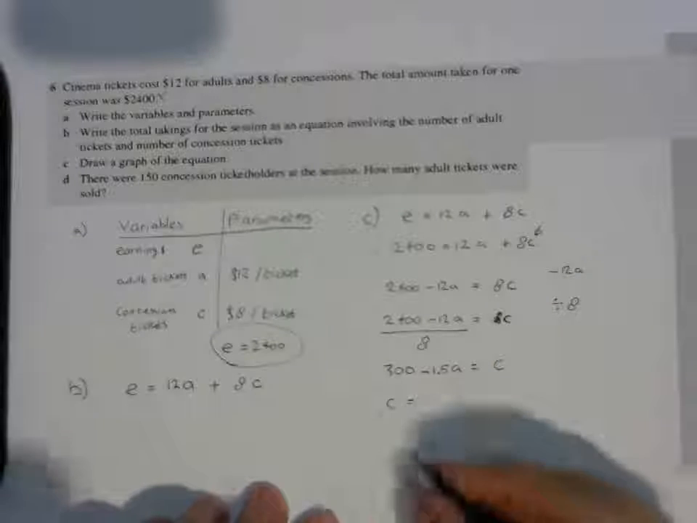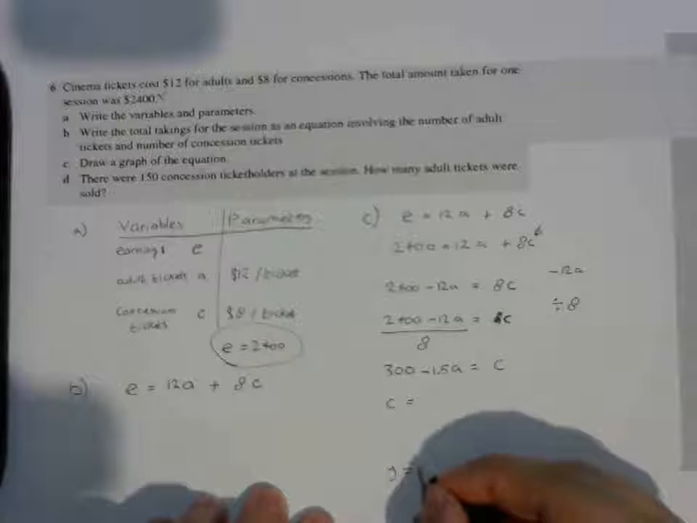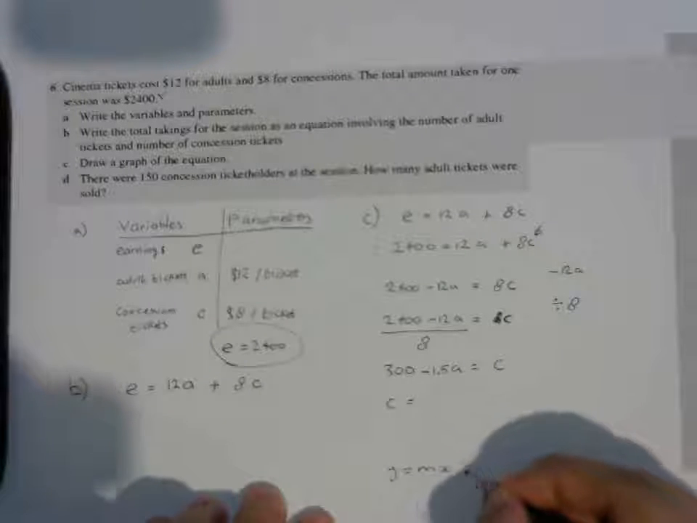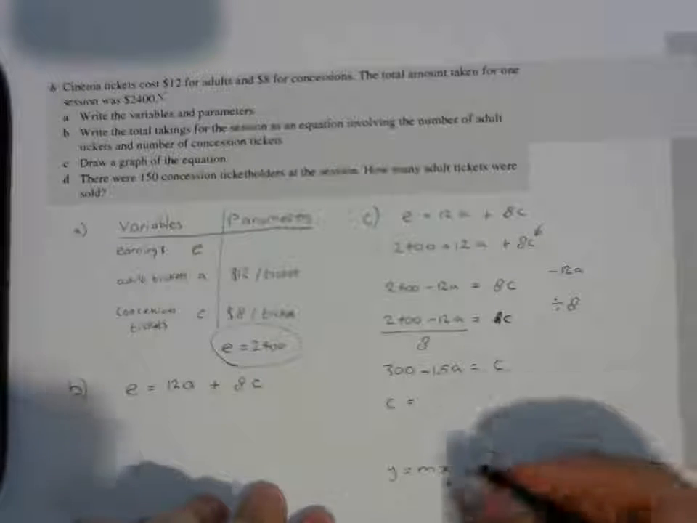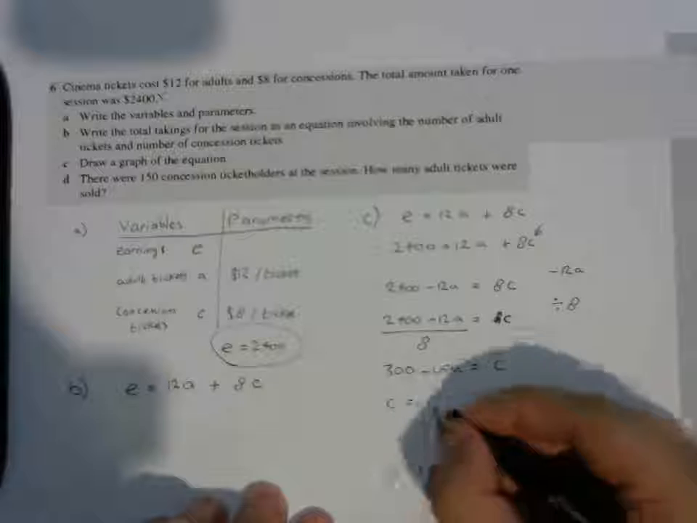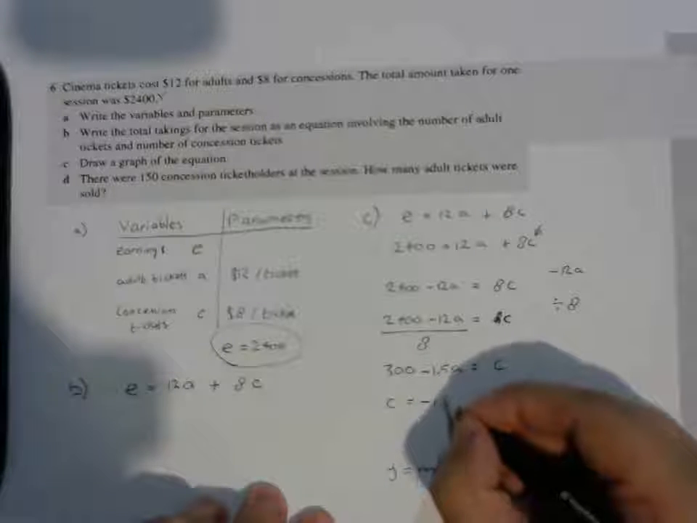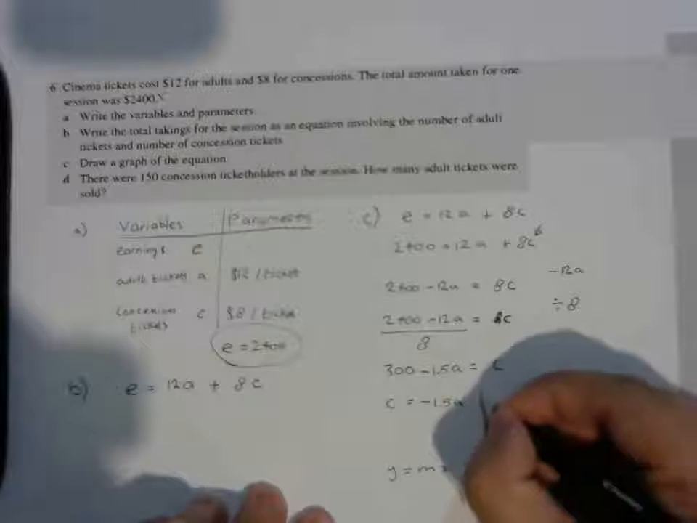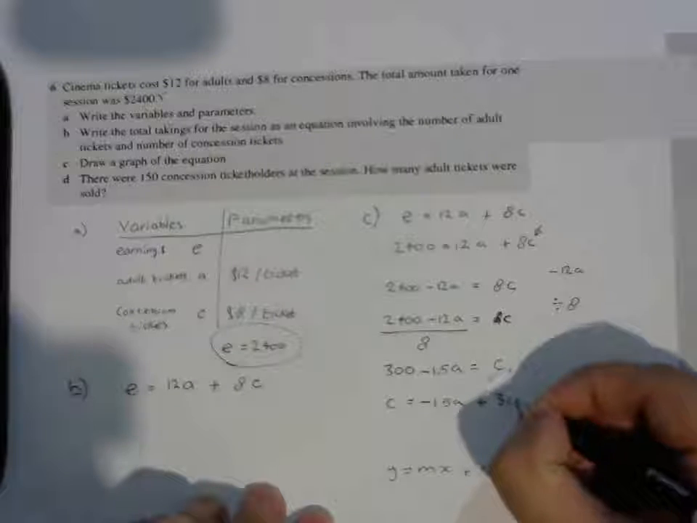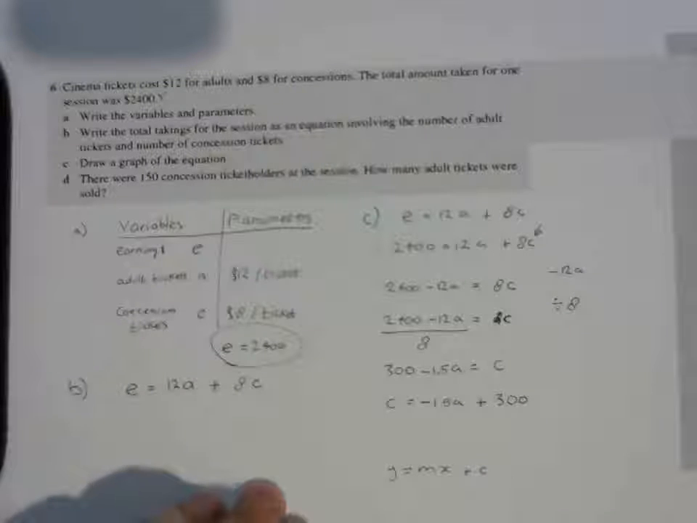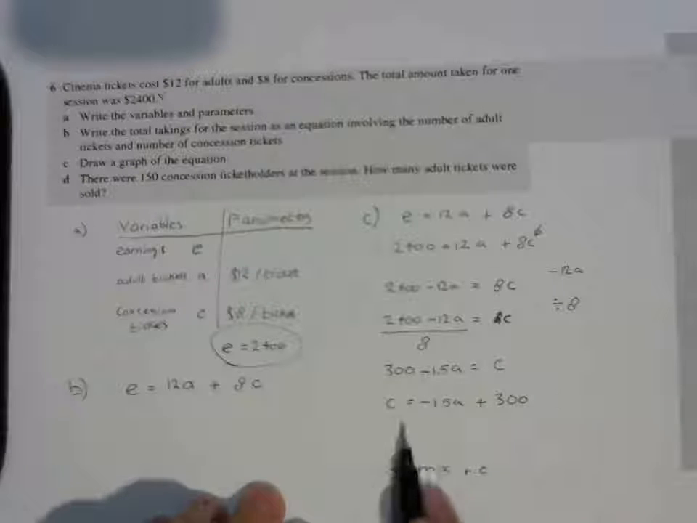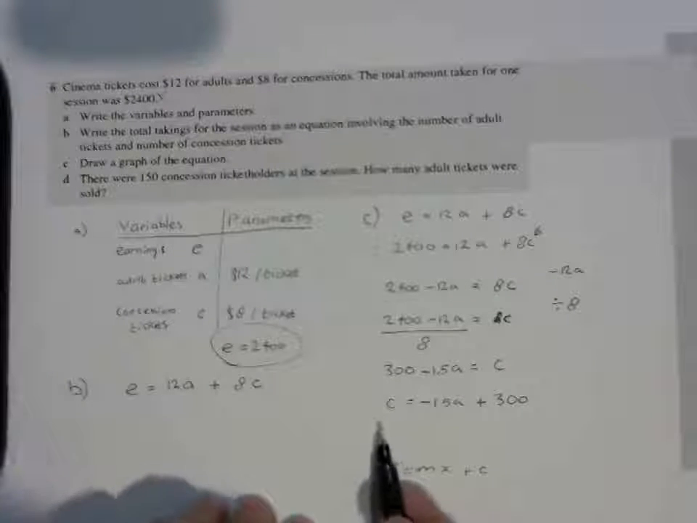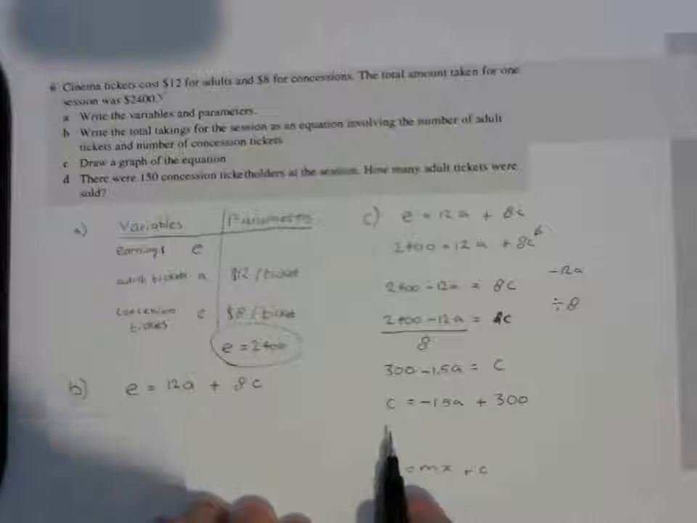Now lastly, I want this to look like the form y equals mx plus c. So I'm just going to rewrite this to make it look nicer. I'm going to have C equals minus 1.5A plus 300. And now I can move on to graph this equation using either the intercept method, gradient method, or table method.